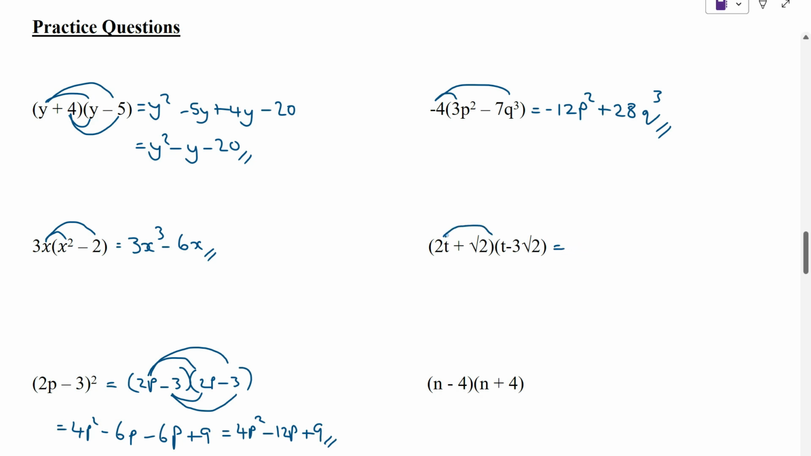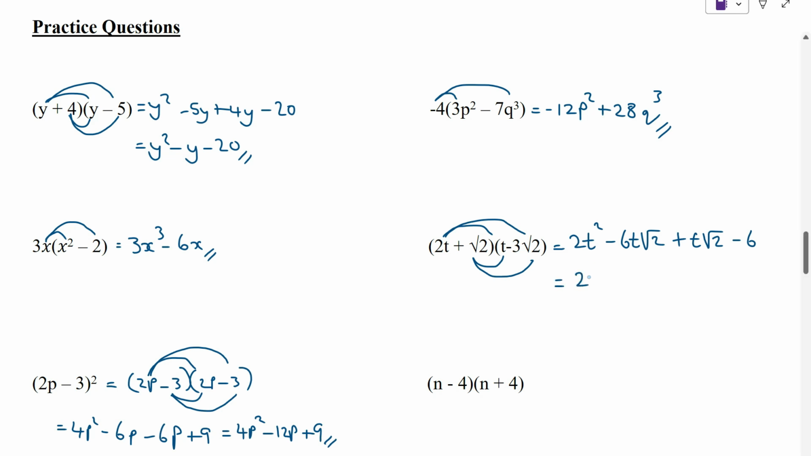Here we've got double brackets. And as you can see, we've got some surds within here. So that gives us 2t squared minus 6t root 2 plus t root 2 minus 6.